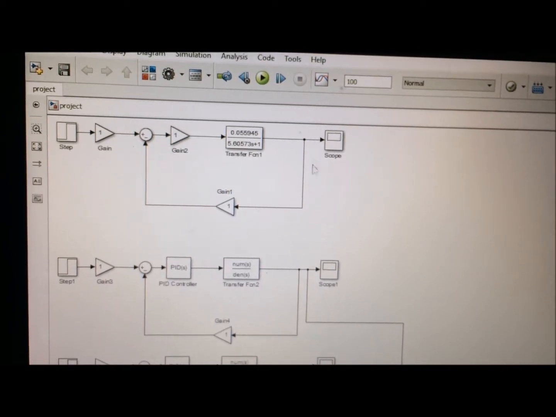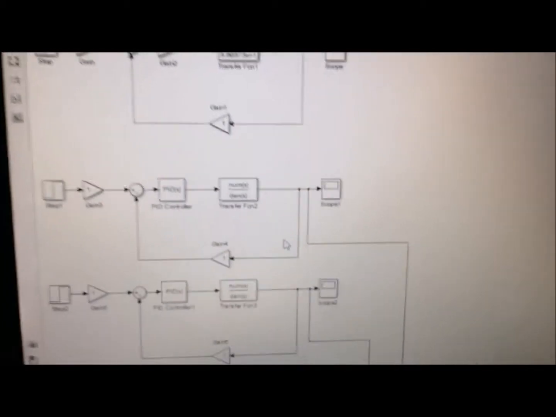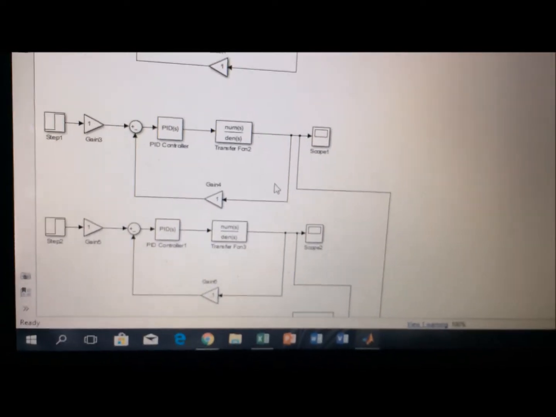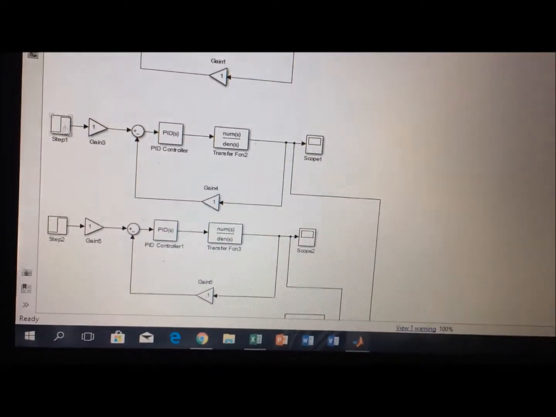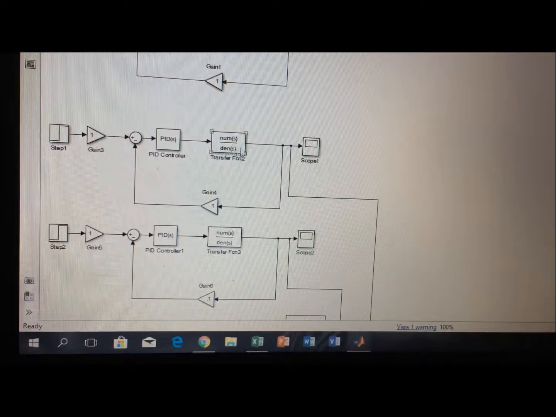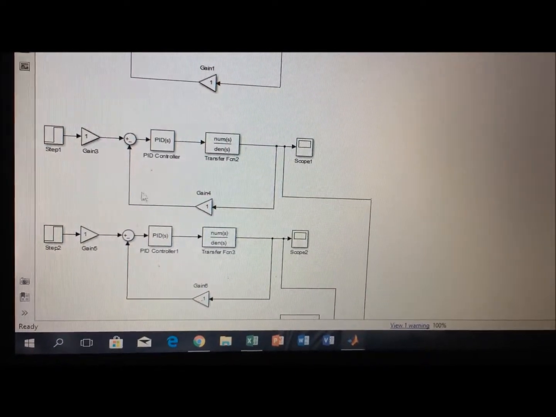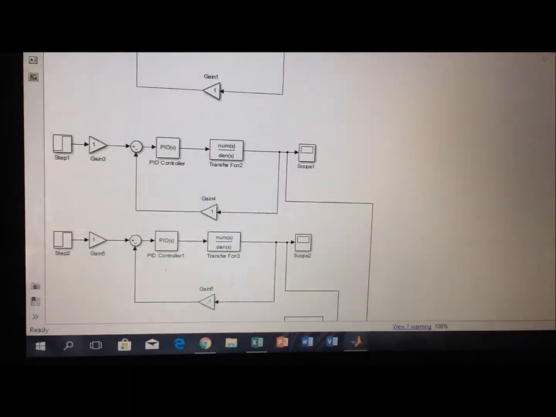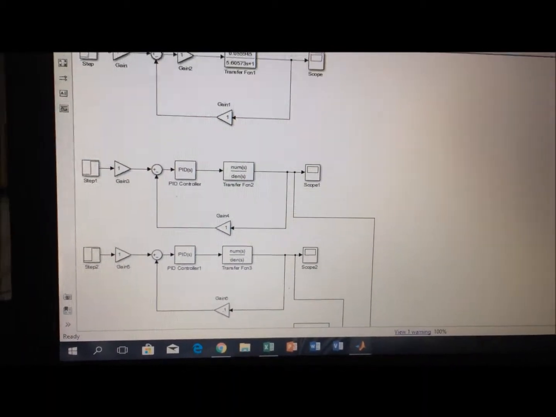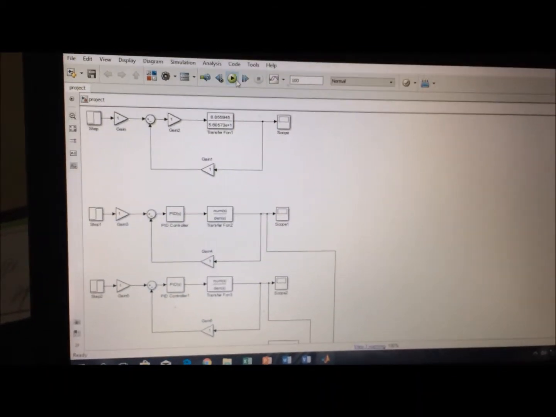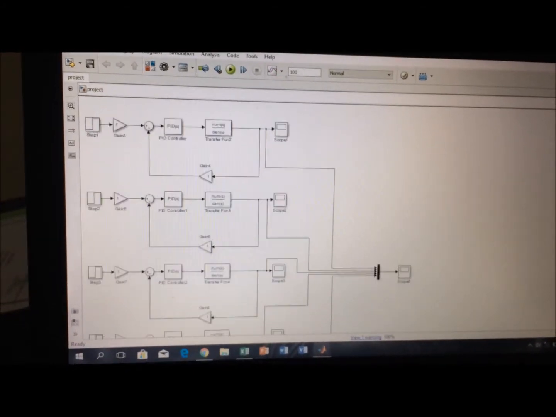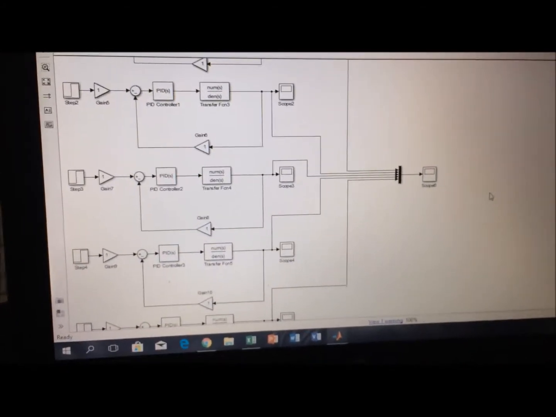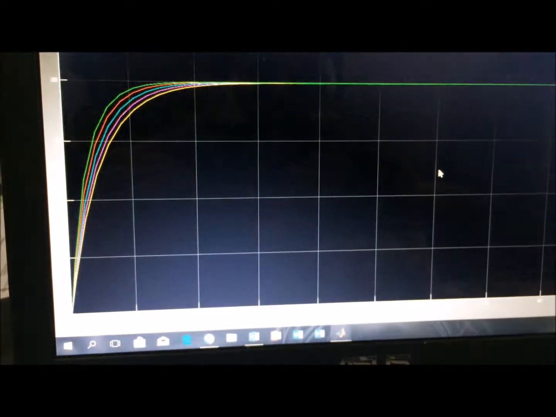So we go down to the below, since we are going to use the PID controller. These are the simulation blocks that we are going to use. So we are going to run this. Okay, now let's see the result.